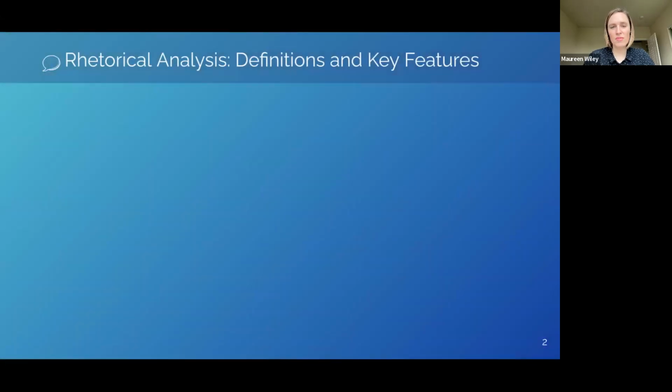So to start off with, I'm going to give some definitions so that you can understand, because sometimes we hear words like rhetorical and analysis, and we can get a little overwhelmed with what those mean. So let's break them down.